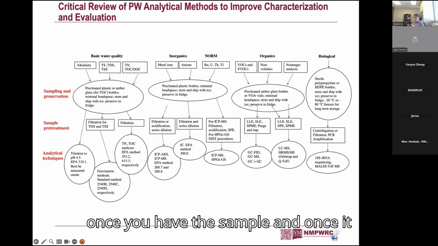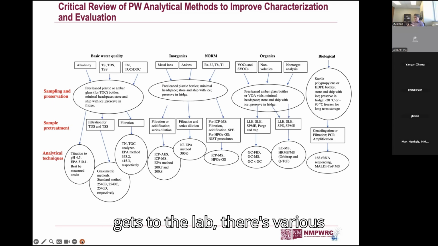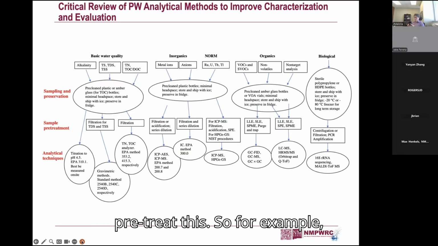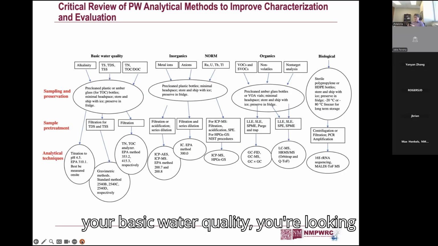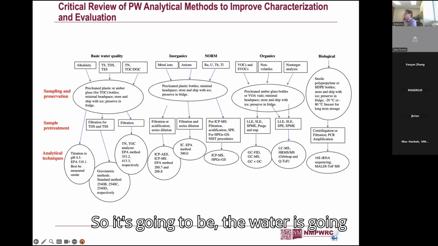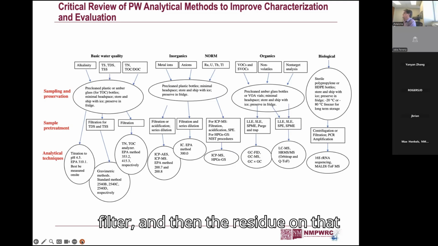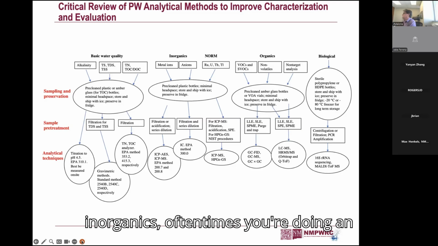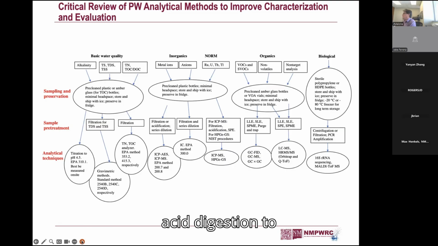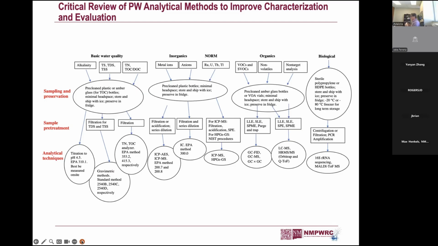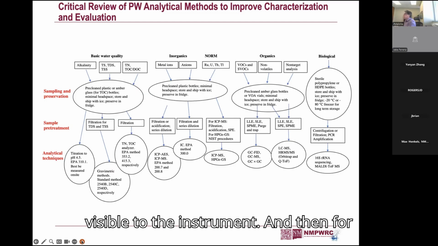So once you have the sample and once it gets to the lab, there's various different ways that they're going to pre-treat this. So for example, for your basic water quality, you're looking at what could be filtered. So the water is going to be passed through a 0.45 micron filter, and then the residue on that filter is going to be analyzed. For your inorganics, oftentimes you're doing an acid digestion to make sure that any of the non-dissolved species are now acidized and dissolved, and they could be visible to the instrument.